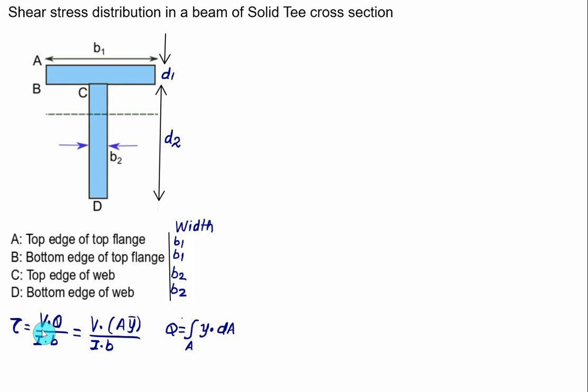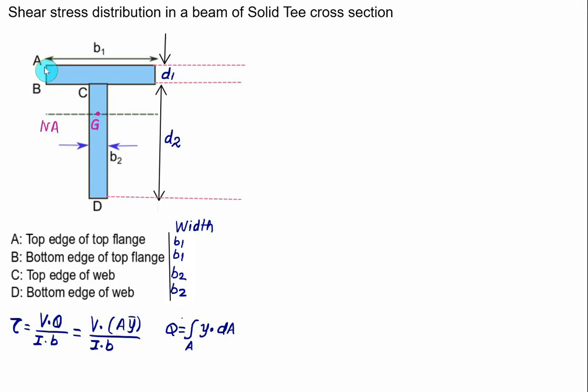Tau is equal to VQ divided by I times B. For B, you have to take the width at that particular section, and the value of Q is given as the integral of y dA. So to calculate the shear stress at any distance y, first you have to locate the centroid. The area is maximum on the flange side. So let's mark this point as the centroid G, and the same axis will be the neutral axis.